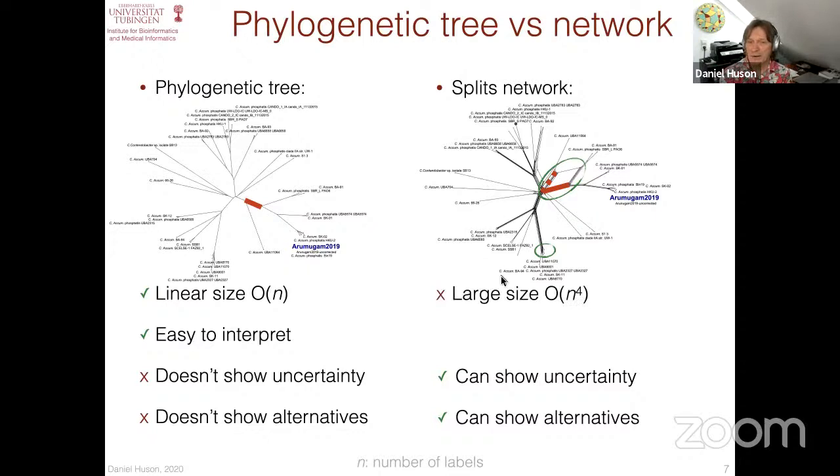Downsides of these split networks is one, they are large. They have n to the 4 edges and nodes in them. So that's quite a gain in complexity. Sometimes they don't look so complex because many of the edges are parallel edges like this, and it just looks like a fattened up edge. But they are sometimes confusing to interpret. Biologists like to look at individual nodes in one of these networks and say, okay, what's going on here? Is it a speciation event in multiple directions and so on? So that's kind of confusing.